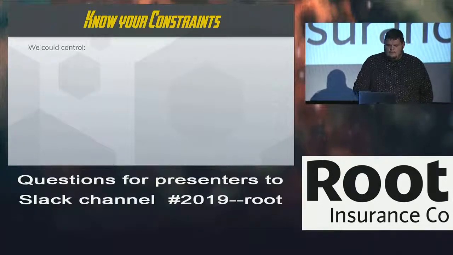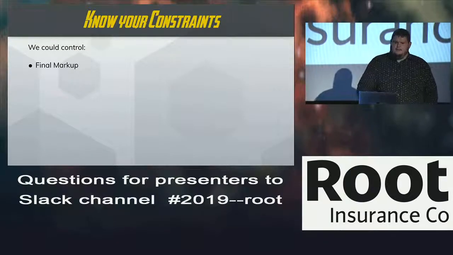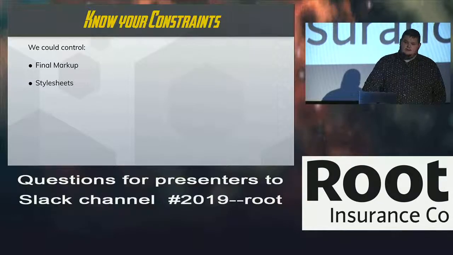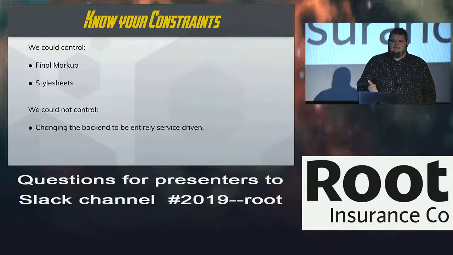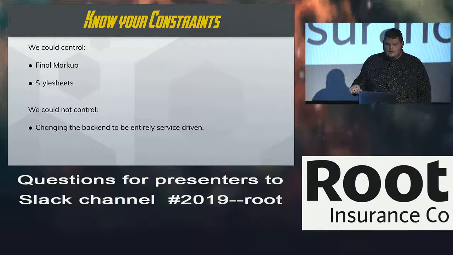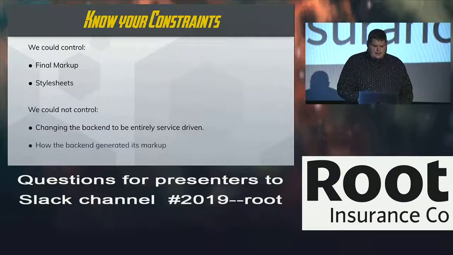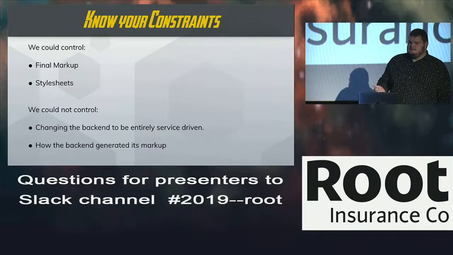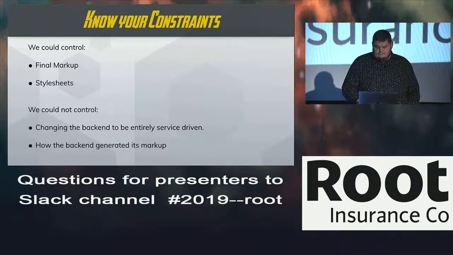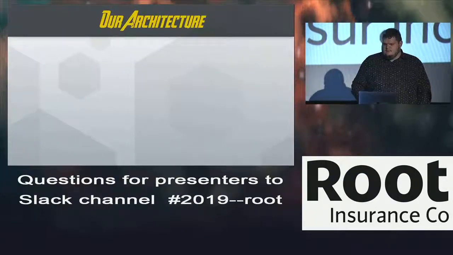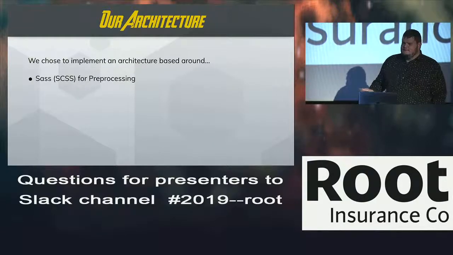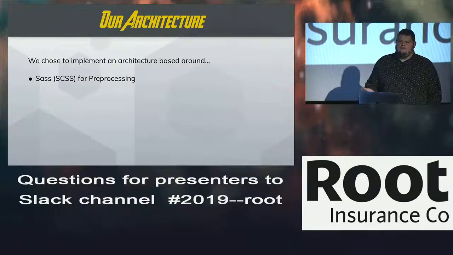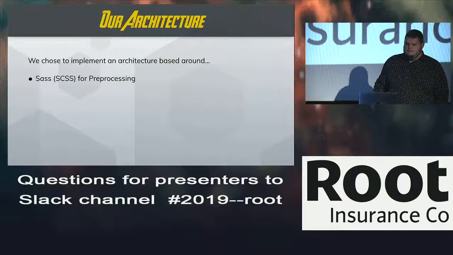So, what could we control? Well, we could control the final markup most of the time. We could control the style sheets. What we could not control, we couldn't force the entire tech stack to become some service-driven architecture. And we couldn't control how the backend systems chose to compile the given markup. So understanding our constraints, we chose to implement an architecture based around Sass, specifically SCSS for preprocessing, though you won't really need to understand Sass to follow the rest of this talk.